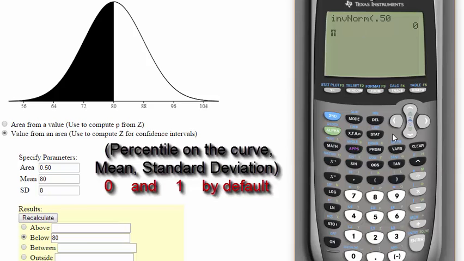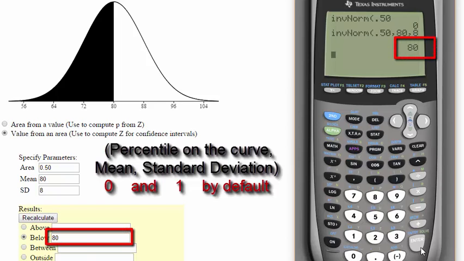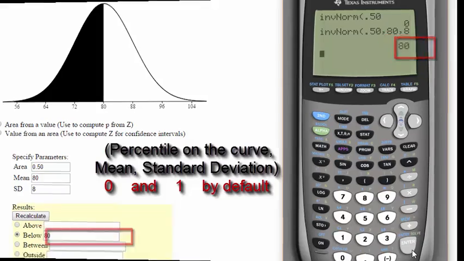If I use the same command right here, but try to find the mean of a curve with a mean of 80 and a standard deviation of 8, it will return back to me the mean of 80. You'll notice, once again, I am finding the 50th percentile. And the 50th percentile returns as 80.